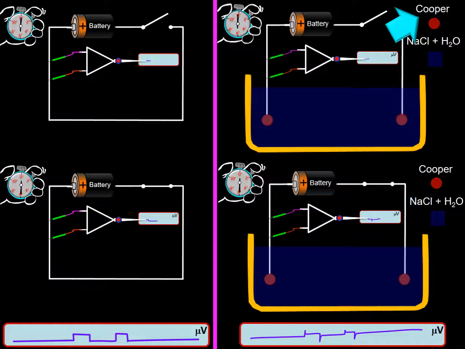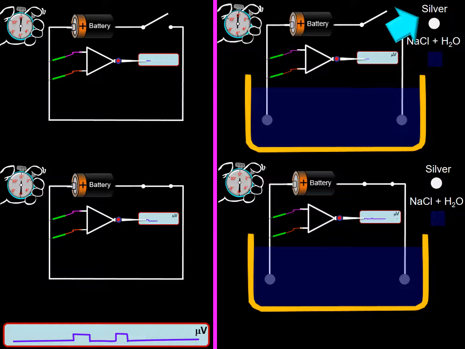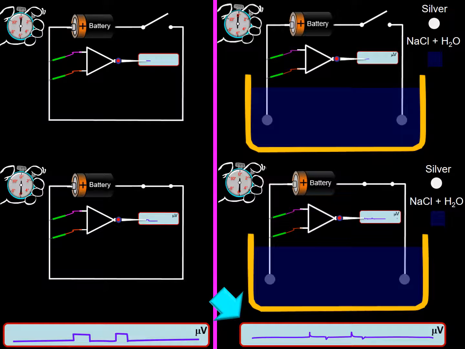Now, instead of using copper electrodes, I have used pure silver electrode. Again, I have put the result of the tracing in the bottom, and as you can see, when pure silver electrode is used and when a purely electron circuit is used, there is a significant difference in the shape of the tracing.